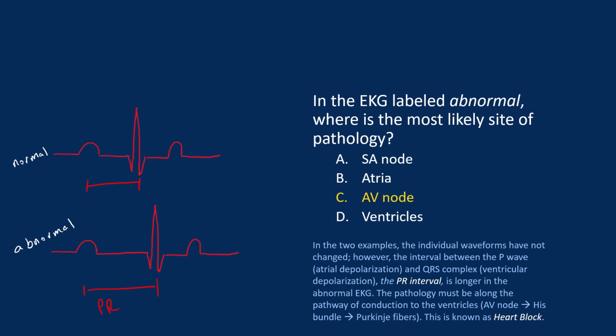So with normal atrial contraction, we can assume that the SA node and the atria are functioning properly. We also see that the QRS complex is normal, so we can assume that the ventricles are also functioning normally. The only difference would be in the time between atrial contraction and ventricular contraction, at which point the impulse must travel through the AV node, the bundle of His, and the Purkinje fibers. So we can pretty confidently say that the pathology must be somewhere in there, and of the options, AV node would be the correct answer. So this is a phenomenon known as heart block.